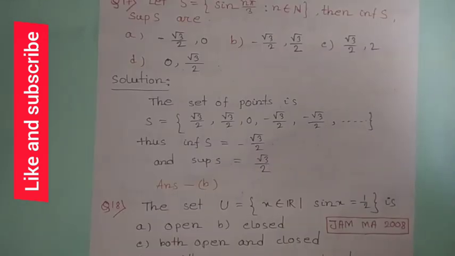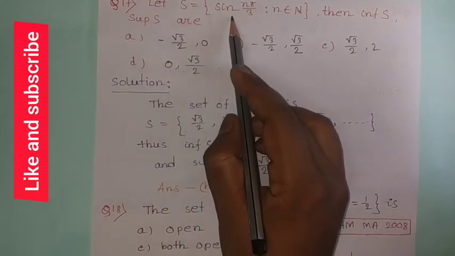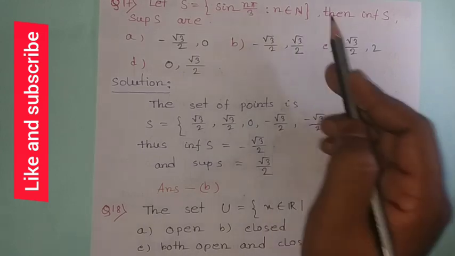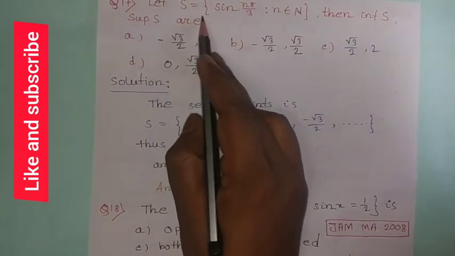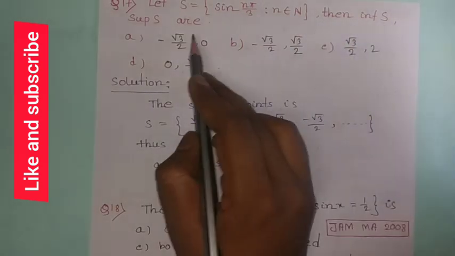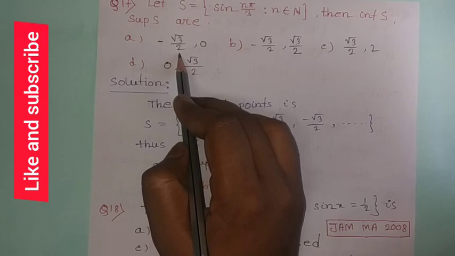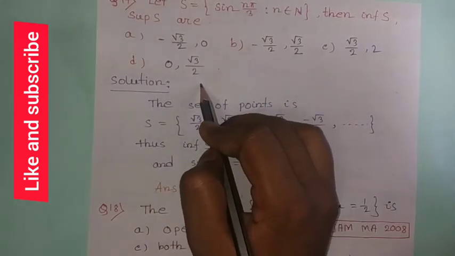Now I solve question number 17. Let S equal sine of n pi by 3 such that n belongs to the natural number set. Then find infimum S and supremum S. Then infimum S and sup S are minus root 3 by 2 and root 3 by 2, or 0, or this, or this.